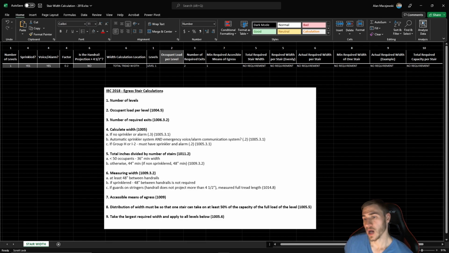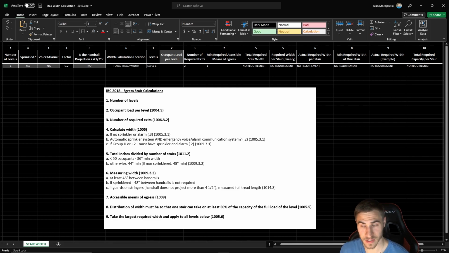Okay, a few disclaimers before we get into this, because there's a lot. This in particular is an egress stair width spreadsheet. It's going to help you determine the required egress stair width that you need for your stairs in your building. This is primarily for commercial buildings. Here are all the disclaimers. Primarily for commercial buildings. It is for egress stairs. This has nothing to do with convenience stairs, where these codes may not apply.